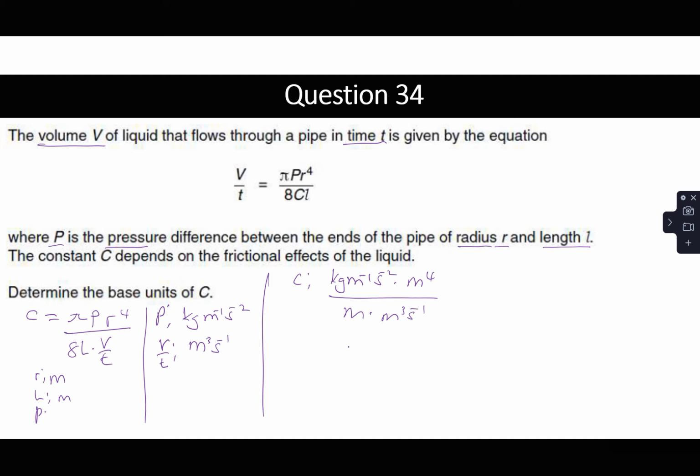Let's simplify. I see m power 4 in the denominator and m power 4 in the numerator, that cancels. Or if you can't see that, this becomes kilogram, m power negative 1 times m power 4, we add the powers, divide by m power 4 in the denominator, we remain with m power negative 1. Then s power negative 2 divided by s power negative 1. Remember, we subtract the powers. S power negative 2 minus negative 1 becomes s power negative 1. So those will be the base units of C. I hope that is home and dry. Next.